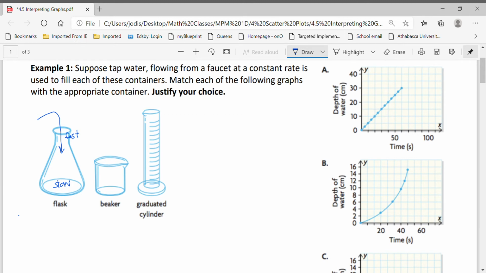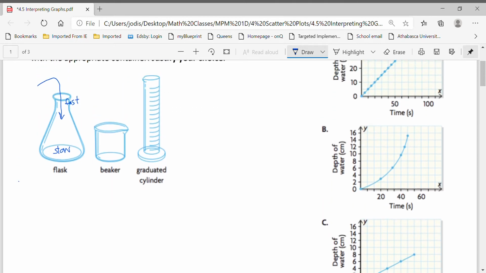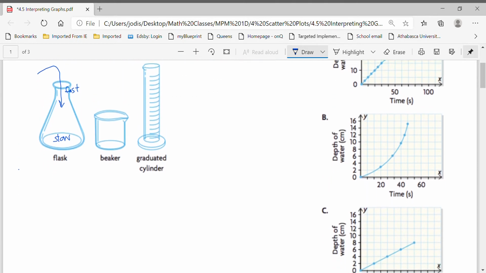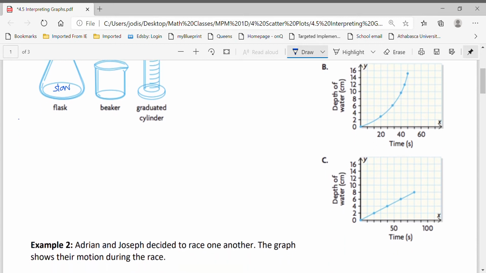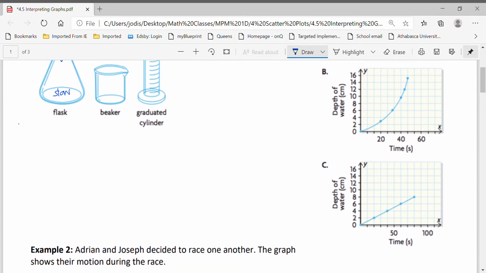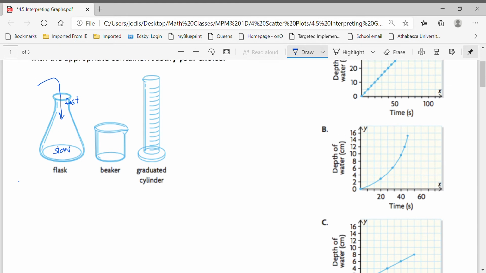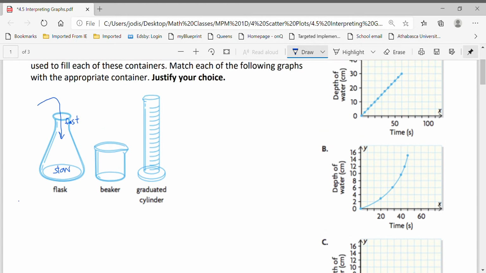So if we look at our graphs over here off to the side, we have one that's just a straight line, one's nonlinear, and then one's another straight line, but it's got a lesser slope. So in this one, we have a change in speed, fast to slow. So I would say that this one would be B.